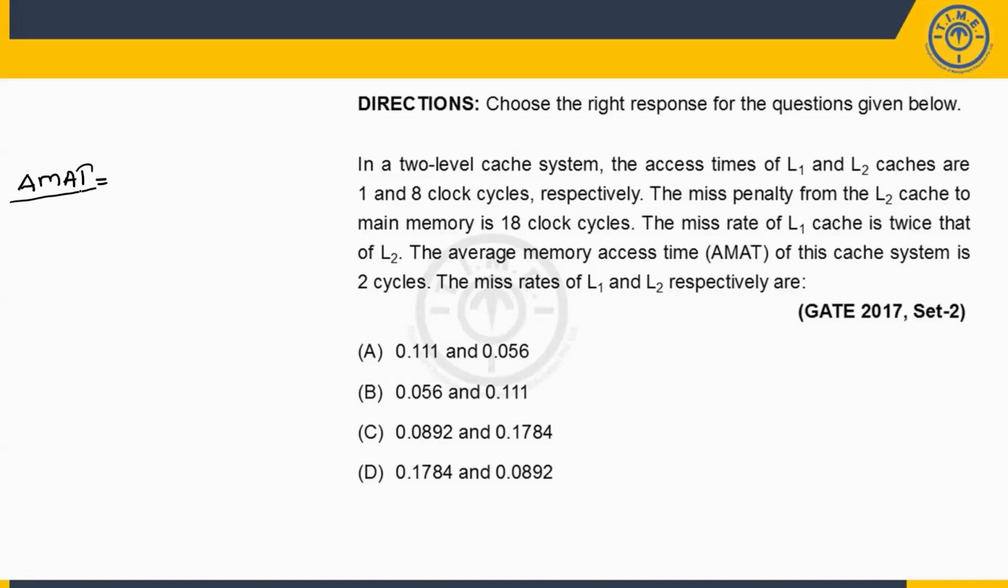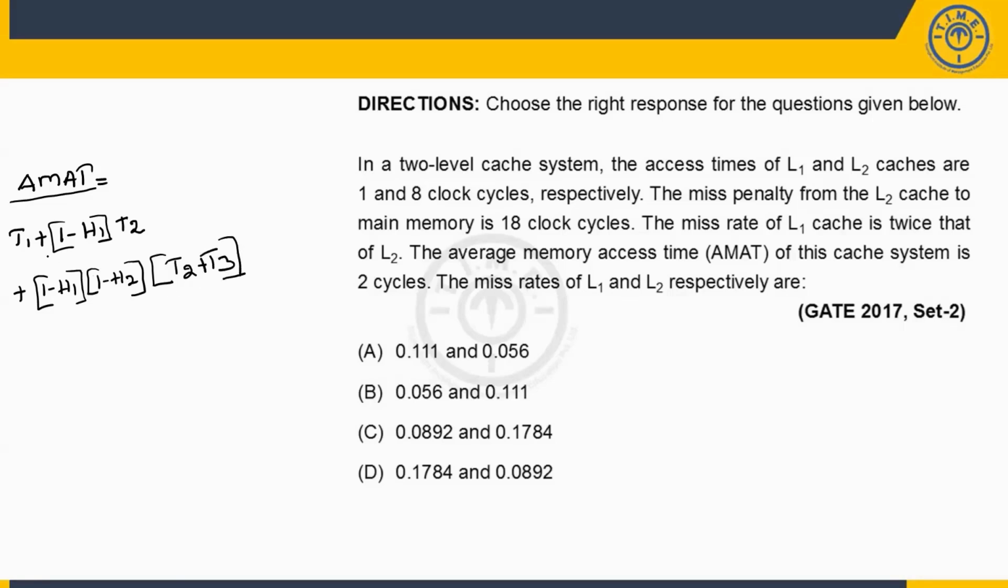Sometimes the question will not be straightforward. At that time, we have a simplified average memory access time formula. I already told it. What is it? T1 plus 1 minus H1 into T2 plus 1 minus H1 into 1 minus H2 into T2 plus T3.